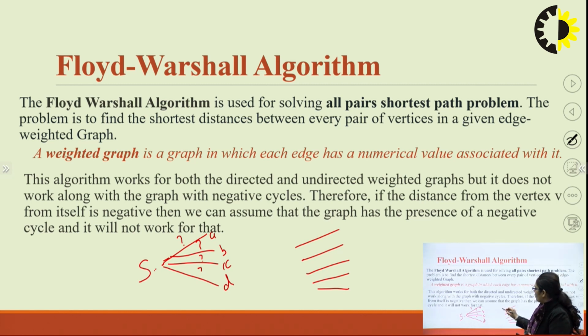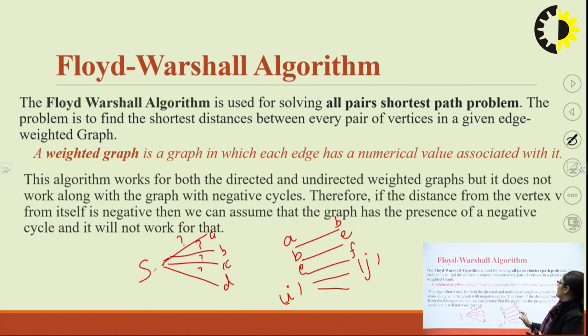For example, we have to calculate the shortest distance from A to B. We have to calculate the shortest distance from B to E. We have to calculate the shortest path from E to F. Or we can say that we have to calculate the shortest path for every source node to every destination node, that is from I to J. So that is the all pairs shortest path problem that we can solve using the Floyd-Warshall algorithm.